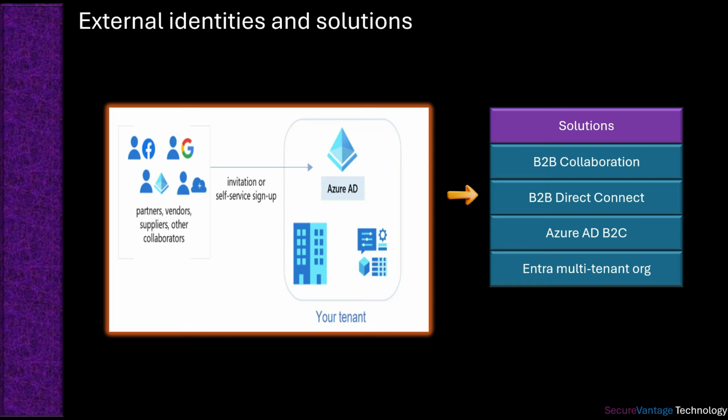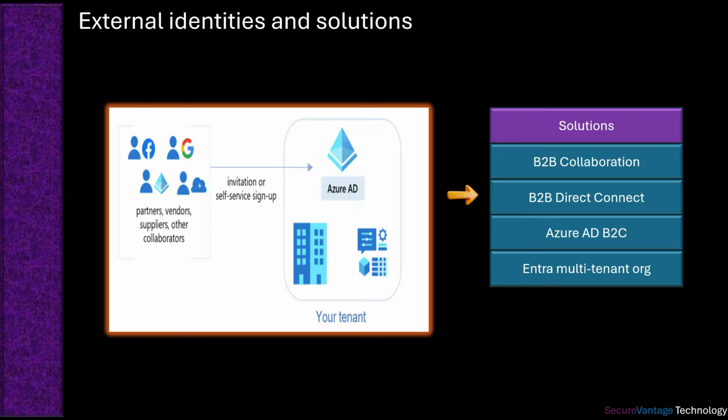B2B Direct Connect feature lets you create a two-way trust relationship with another Microsoft Entra organization, which makes it easy to work together. For example, B2B Direct Connect supports Teams shared channels, so external users can join in using their own team's accounts. These users aren't added to your directory, but you can see them in the team's shared channel and track them in the team's admin center.